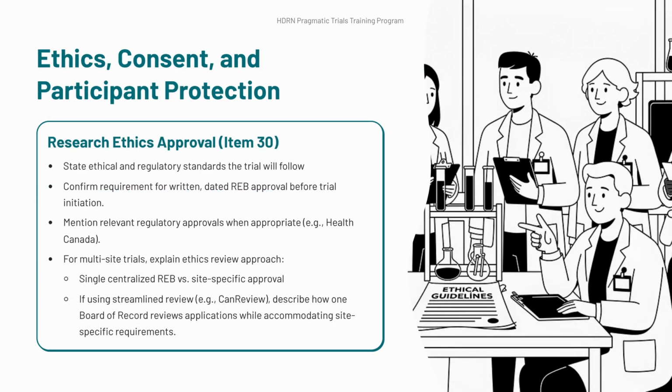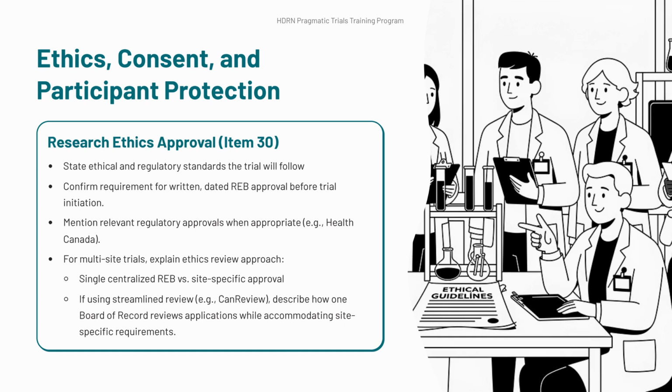We're entering the final stretch. Item 30 covers research ethics approval. The protocol should state the ethical and regulatory standards the trial will follow. For example, Canada's Tri-Council Policy Statement, TCPS2, and confirm that written, dated approval from a qualified research ethics board will be obtained before the trial begins. If applicable, also note any required regulatory approvals, such as Health Canada authorization.